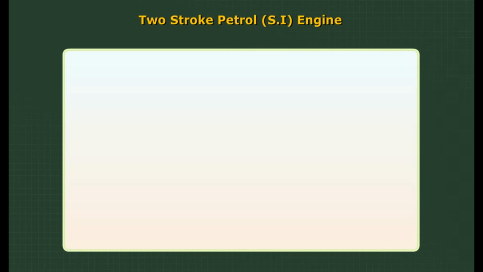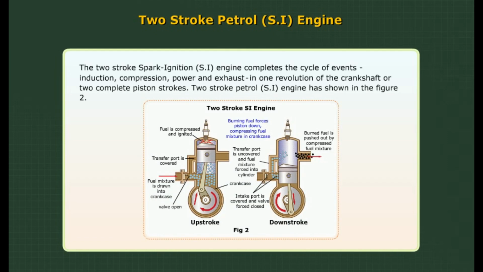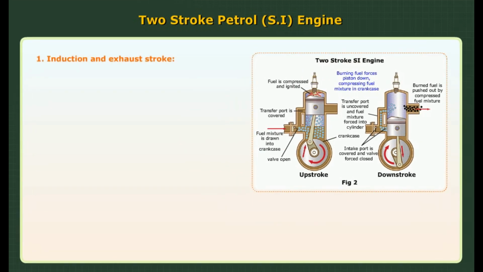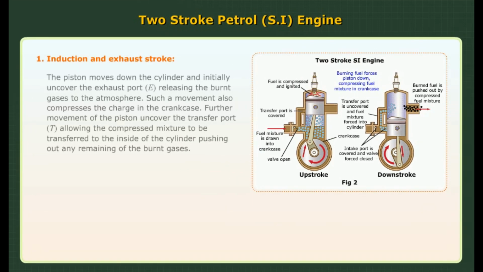2-stroke petrol SI engine. The 2-stroke spark ignition SI engine completes the cycle of events, induction, compression, power, and exhaust in one revolution of the crankshaft or 2 complete piston strokes. 2-stroke petrol SI engine is shown in the figure 2. 1. Induction and exhaust stroke.